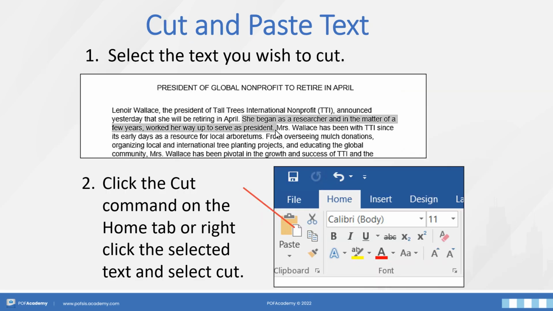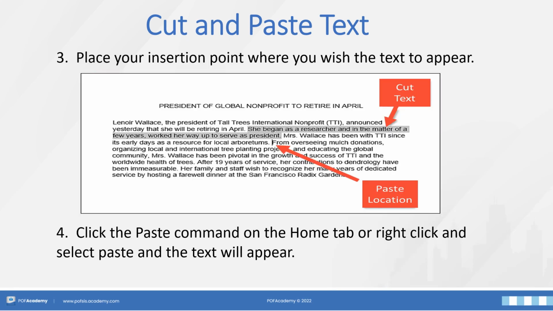So let's go to cutting and pasting. First step, select the text you wish to cut. Second, click the cut command in the Home tab or right click the selected text and select cut. Third, place your insertion point where you wish the text to appear. Then fourth, click the paste command in the Home tab or right click and select paste, then the text will appear.